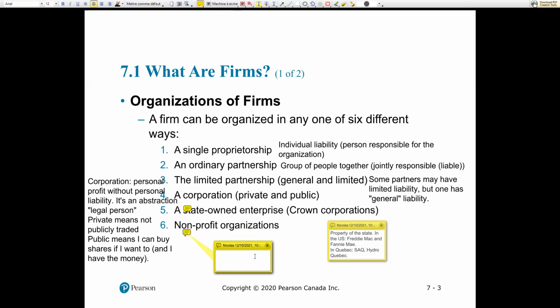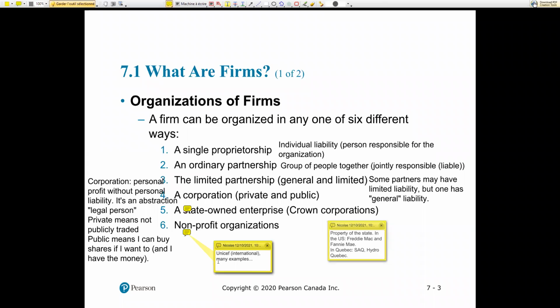And then the non-profit organization, so anything. So yeah, I don't have examples in mind. UNICEF. Yeah, UNICEF is good. International. Or yeah, many examples. Yeah, so the goal here is you should not make a profit.